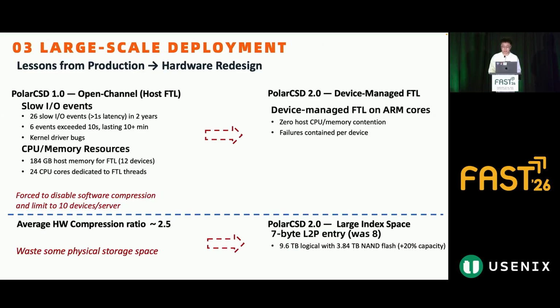PolarCSD 2 fixed all of this by moving to a device-managed FTL. This means zero host CPU and memory contention, and device failures are contained to individual devices rather than affecting the entire server. The second change in PolarCSD 2 is maximizing the compression ratio. The average hardware compression ratio in our environment is about 2.5, but PolarCSD 1 only achieved 2.4, which leads to wasted physical space. To close this gap, we allocate more space for the index to achieve a higher compression ratio.